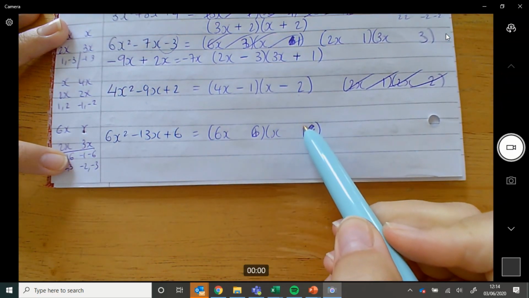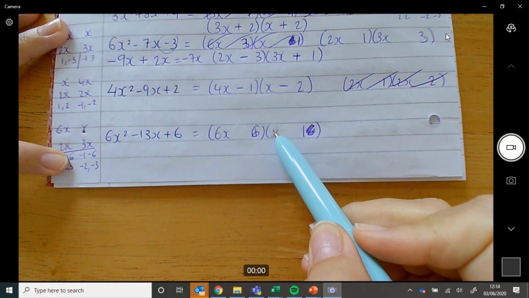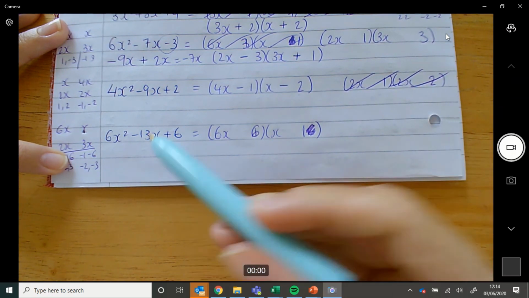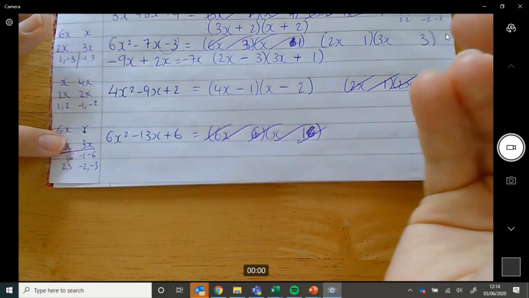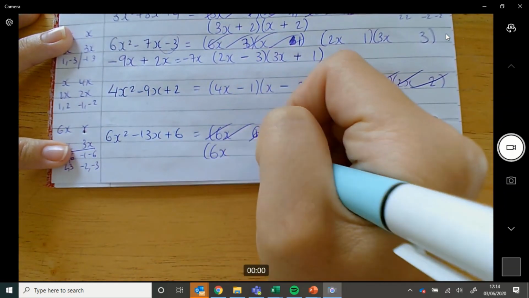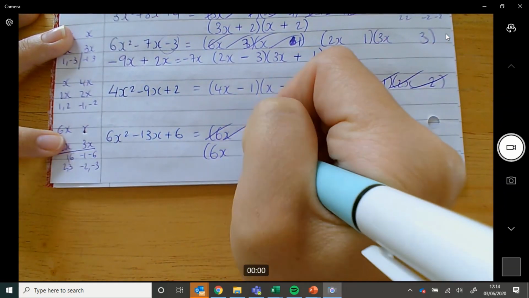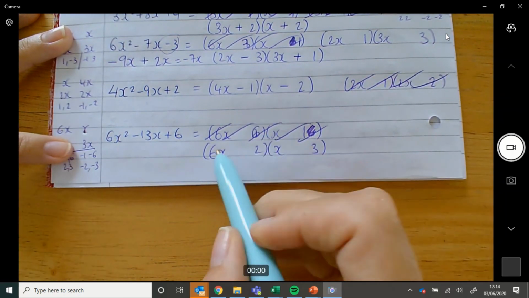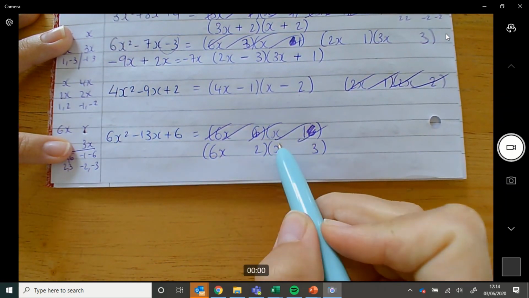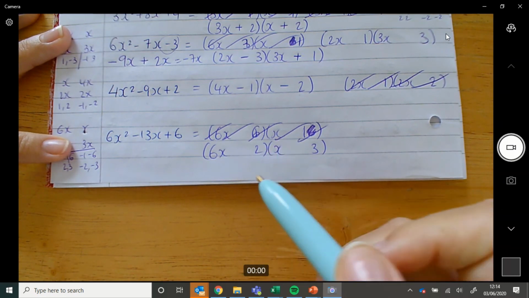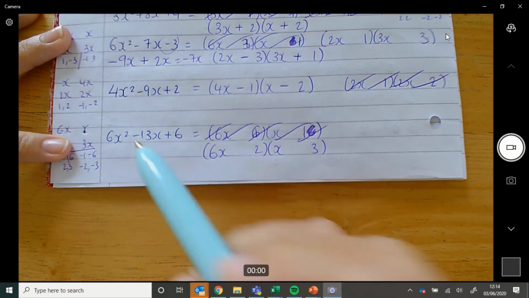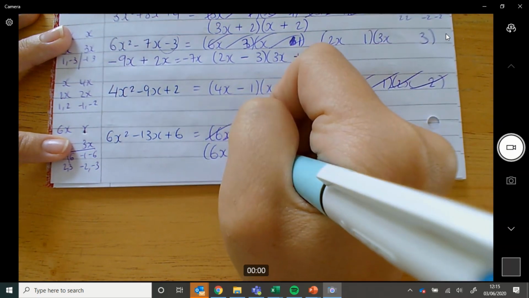6 times 1 is 6. 6 times 1 is 6. That makes either 12 or nothing, so that one can't work. So that pairing didn't work. Oh, I forgot to try the 2 and the 3. So 6x and x again. This time we're going to have 2 and 3 this way around. 6 times 3 is 18. 2 times 1 is 2. 18 and 2 is either going to make 20 or 16. Not the 13 I'm looking for. Swap them around.